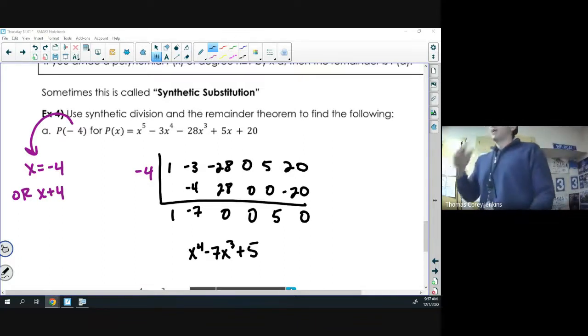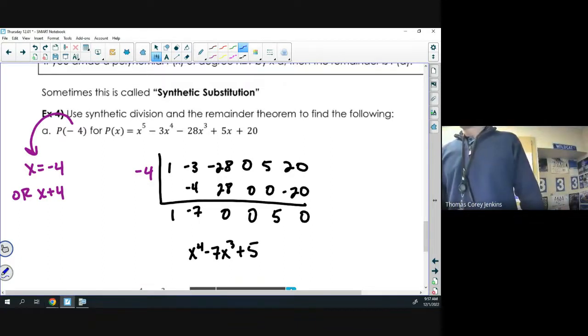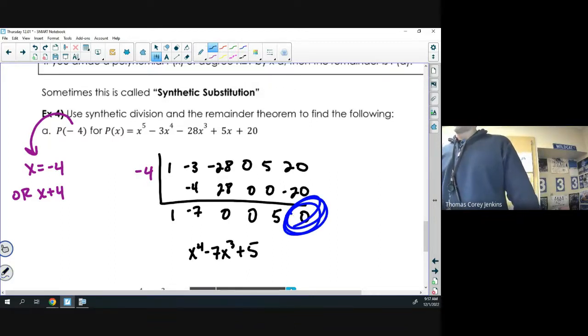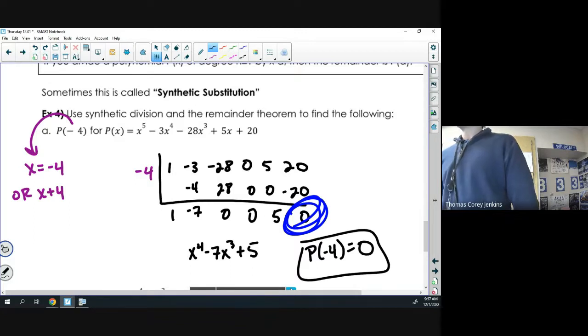All right, so if this is called the remainder, that's all we really care about, okay? So what this tells me then is that the official answer to the question is P of -4 is equal to 0. -4 is one of my zeros. That's one of my x-intercepts if I looked at the graph, right?